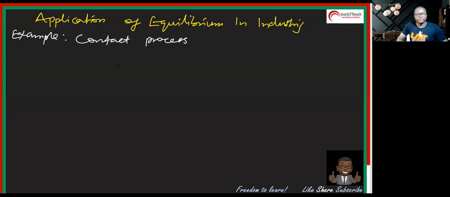Your contact process basically is under sulfur. Haber process will be under nitrogen. So under sulfur, you talk about the contact process. So I'm just going straight to the manufacture of sulfuric acid. We'll look at the manufacture of sulfuric acid, then pick the equilibrium reaction there and explain the condition for the reaction.